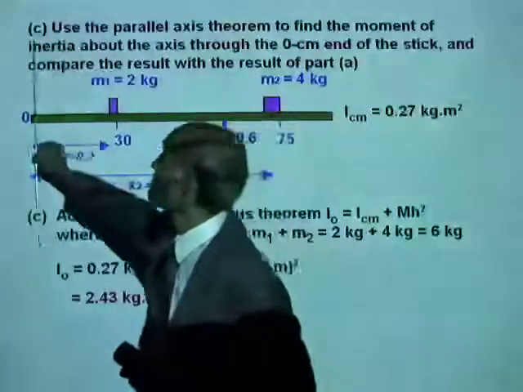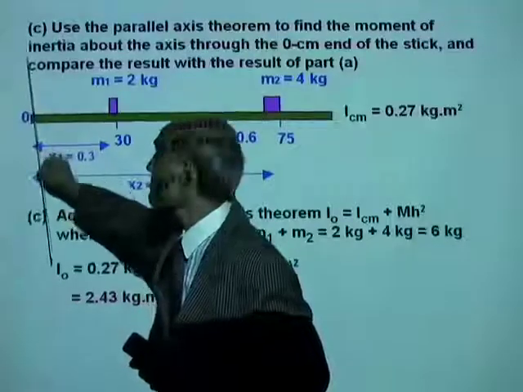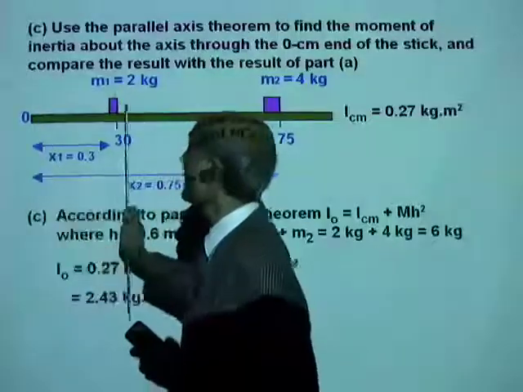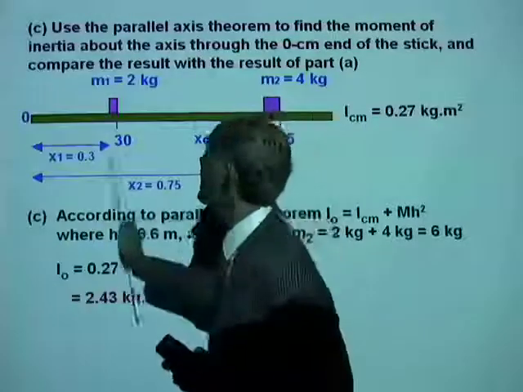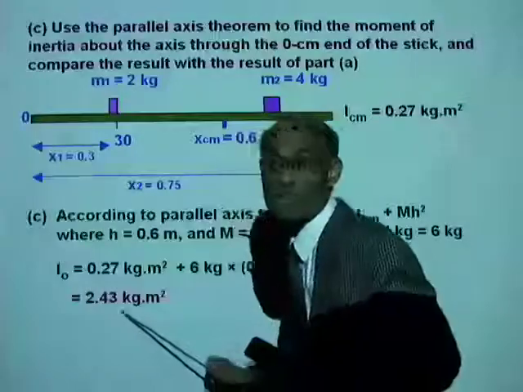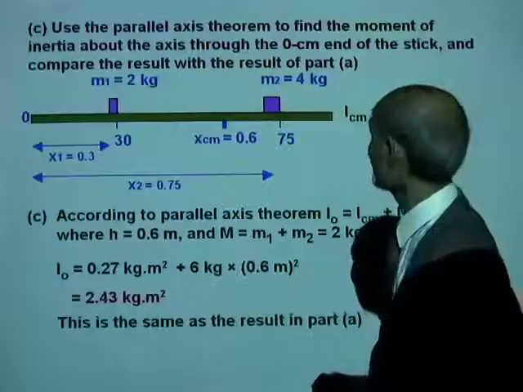Is that right? So, using the parallel axis theorem, we get the same result we calculated in part A. We calculated in part A the moment of inertia about an axis that passes through the 0 mark as m1 r1 squared plus m2 r2 squared, and we got the same result. Okay, another problem.